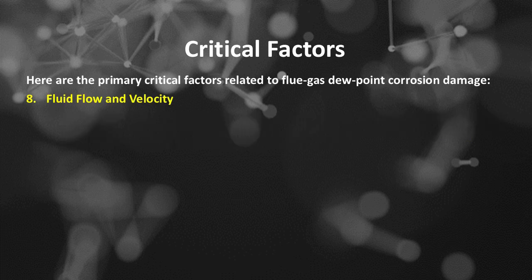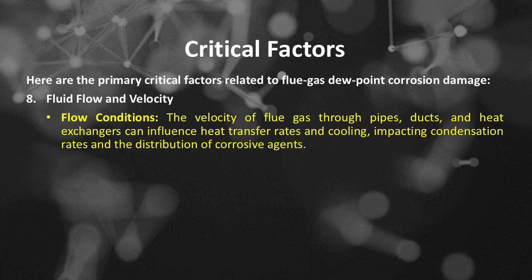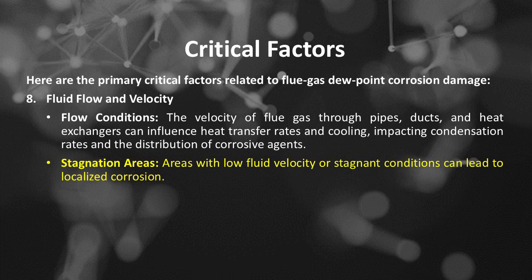Number 8 is fluid flow and velocity. Flow conditions, the velocity of flue gas through pipes, ducts, and heat exchangers can influence heat transfer rates and cooling, impacting condensation rates and the distribution of corrosive agents. Stagnation areas, areas with low fluid velocity or stagnant conditions can lead to localized corrosion.